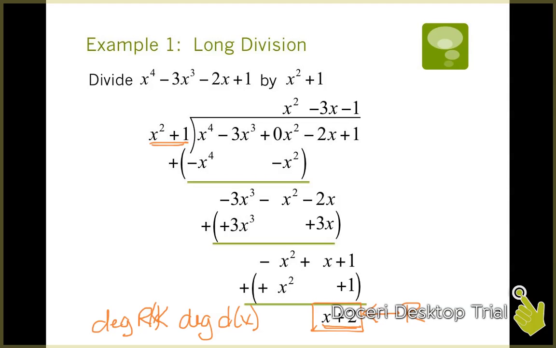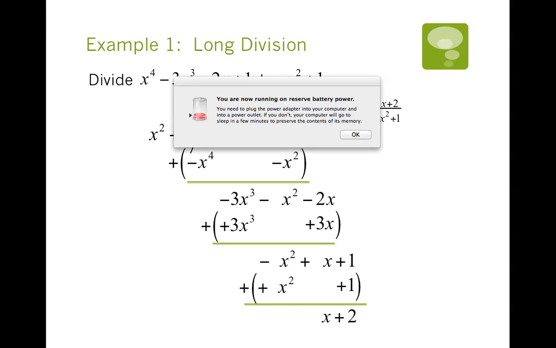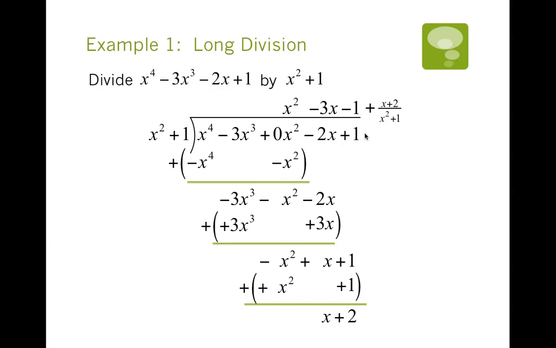And again, just like with numbers, in numbers we have a few different ways we can deal with remainders. In polynomials, only one of those makes sense. And the one that makes sense is to take that x plus 2, put it over the divisor, and make a fraction out of it. So I have the x squared minus 3x minus 1. That's the quotient part from our definition. And then we're adding to that an x plus 2 over x squared plus 1. That's the remainder part. Okay? And that's the answer that we get.